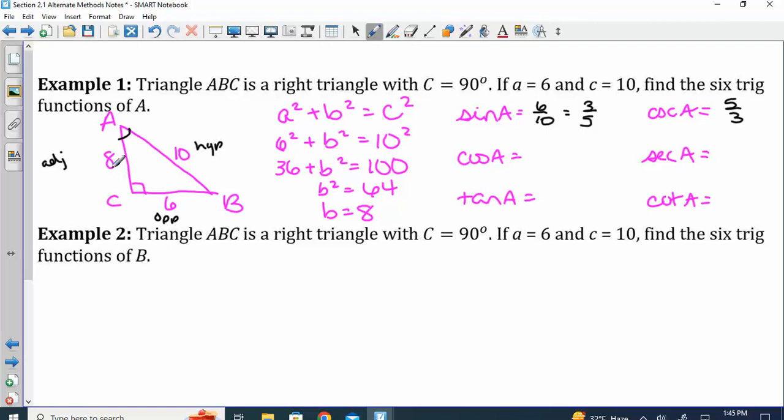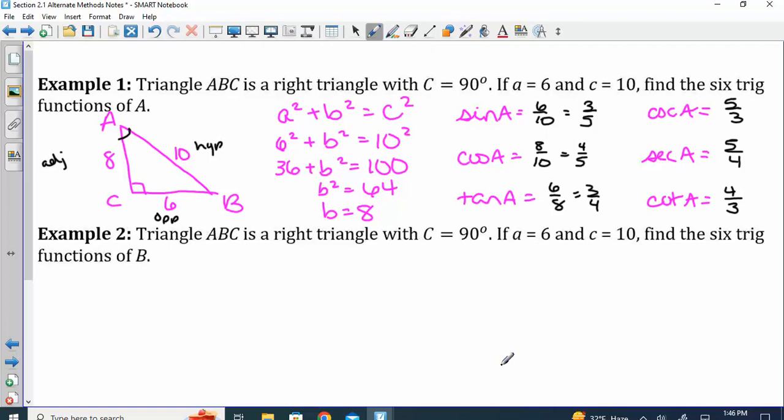Cosine is adjacent over hypotenuse. So 8 over 10 is 4/5, so that means secant is 5/4. TOA, tangent is opposite over adjacent, so 6 over 8 is 3/4. So cotangent is 4/3. Any questions there?